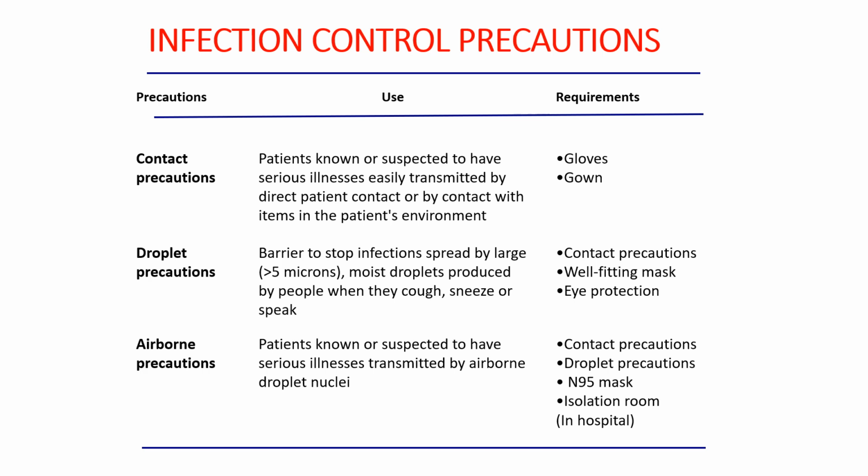For patients with airborne infections such as tuberculosis, we have to follow airborne precautions, which include contact precautions, droplet precautions, and an N95 respirator.